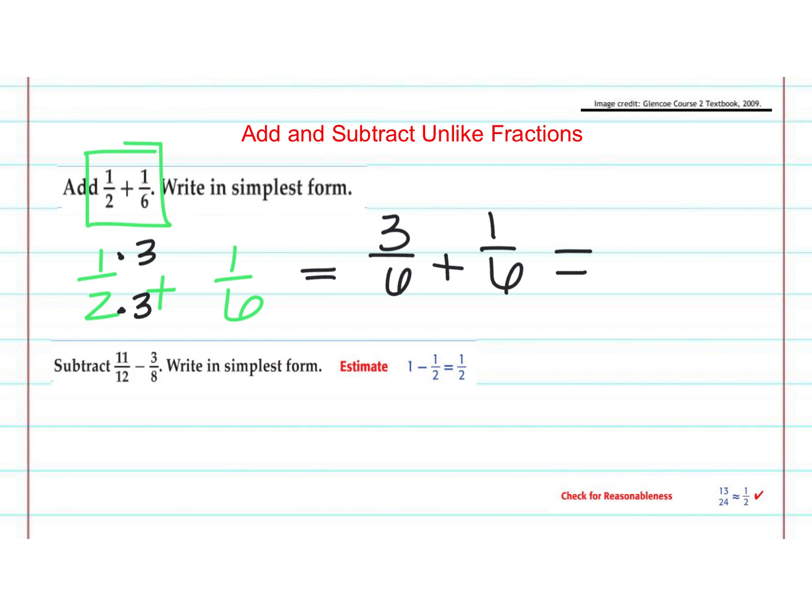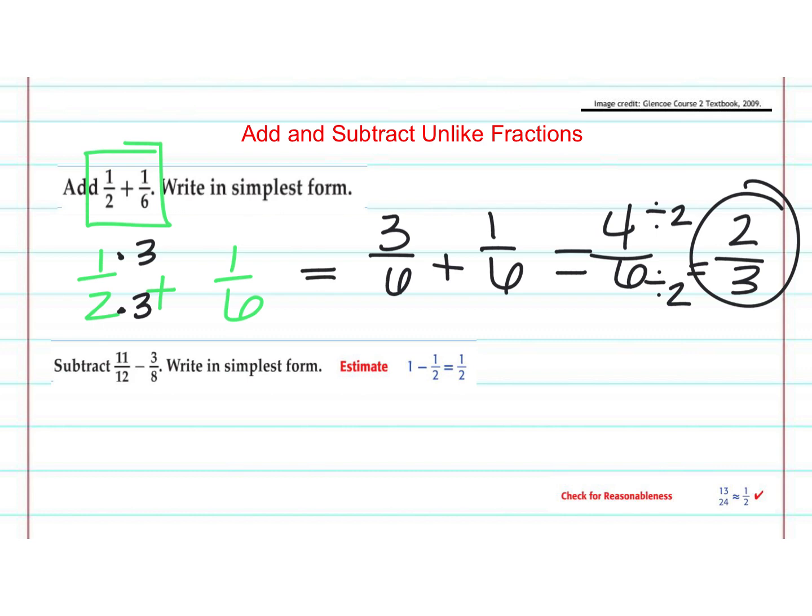Now that I have the same denominator, I just add. So 3 plus 1 is 4. Keep the denominator the same. Then remember, we always simplify, so we can divide them both by 2. So we would have 2/3. Next, 11/12 minus 3/8. Again, we're going to rewrite this.